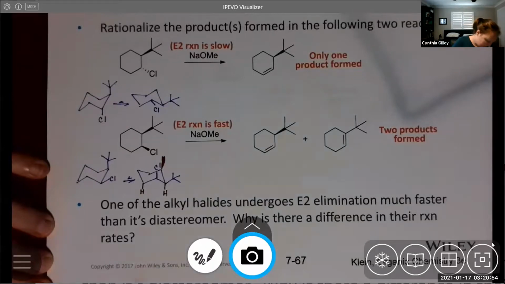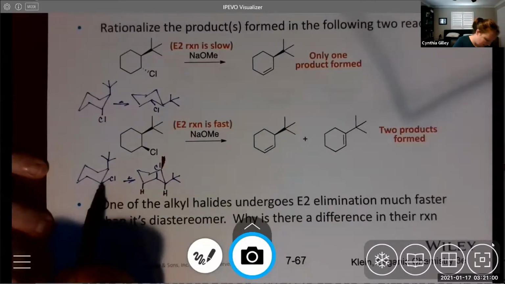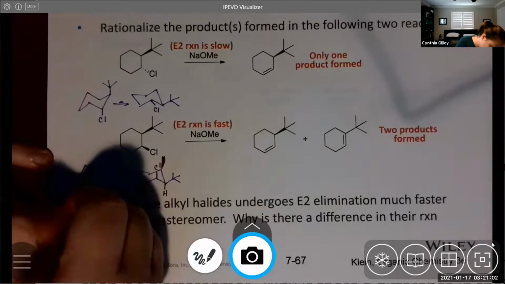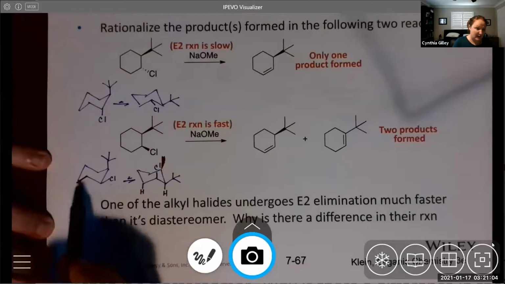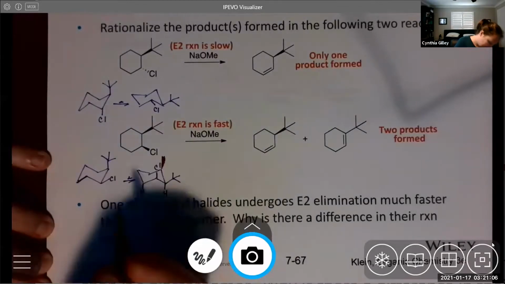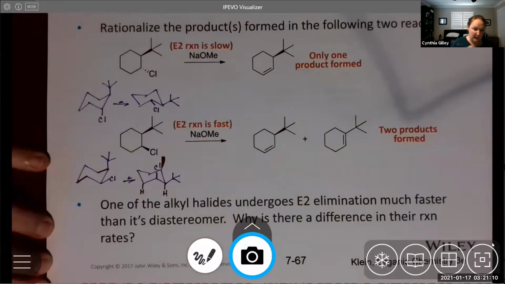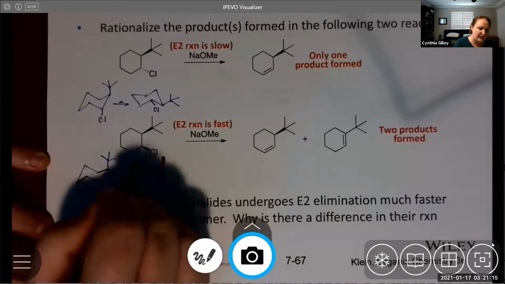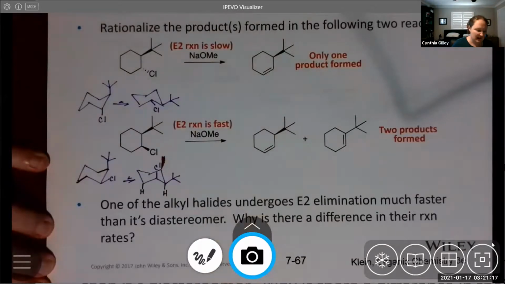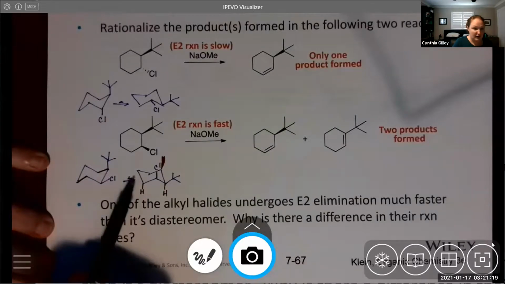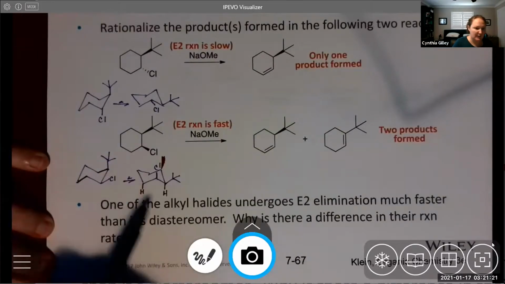Whereas over here, those same two hydrogens are not going to be anti to the chlorine, because anti to the chlorine right now is this bond. You can see that's opposite the chlorine, and this bond, which are not hydrogens. That's not really helpful. So this is definitely the chair conformation where the E2 reaction can take place from, and it's the major chair conformation because it's more stable.